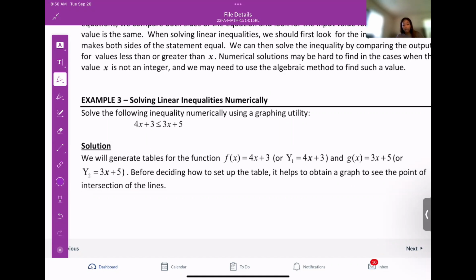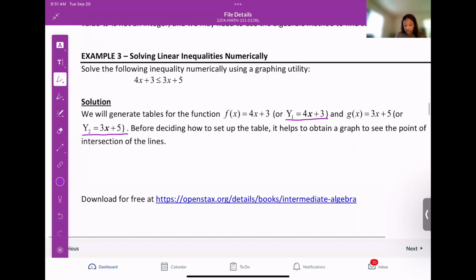So if we have an inequality like 4x plus 3 is less than or equal to 3x plus 5, you can put the left-hand side as one equation into your calculator and the right-hand side as another equation into your calculator, and then we'll form a table. So we let the left-hand side equal y1 and let the right-hand side equal y2. Put those lines in, and then we're going to look at the table associated with these 2 linear functions.